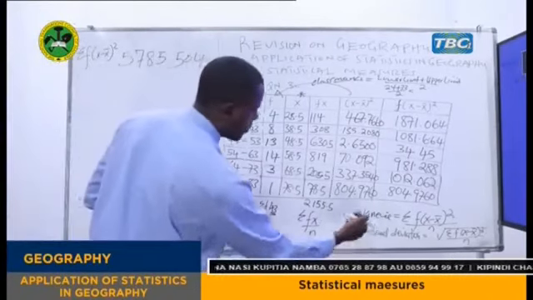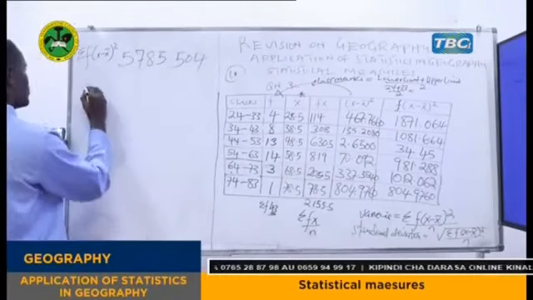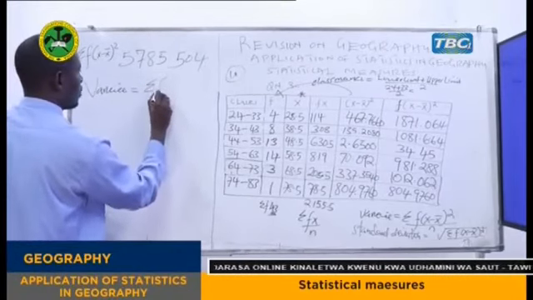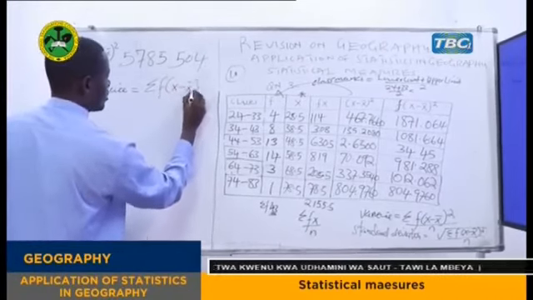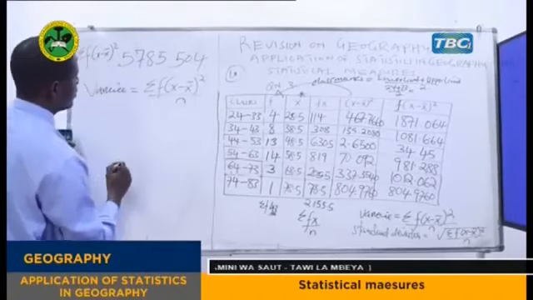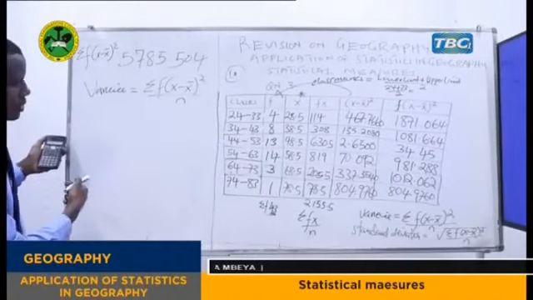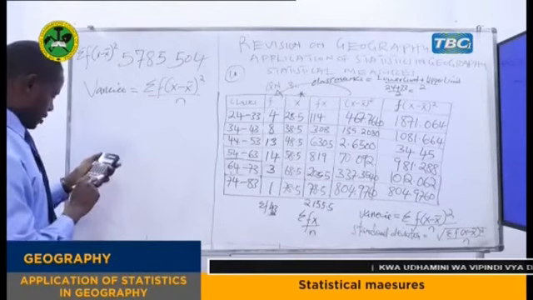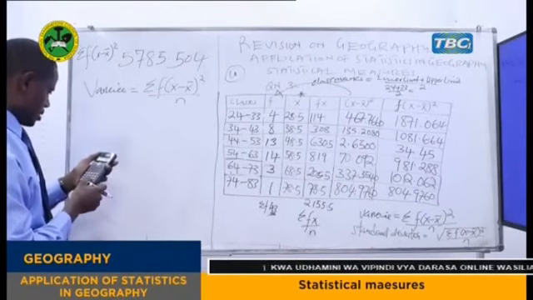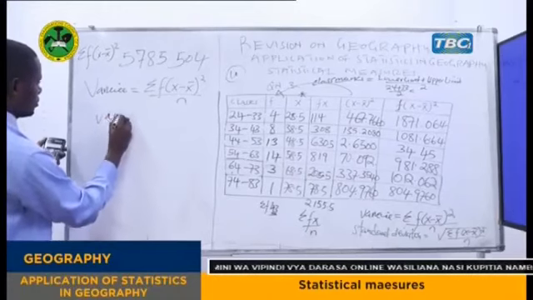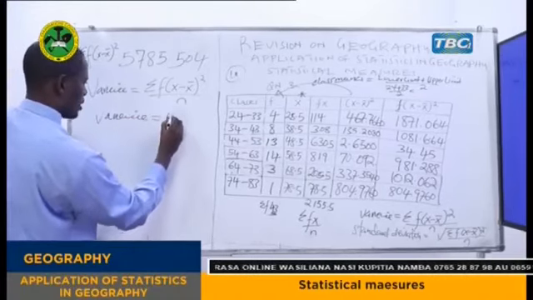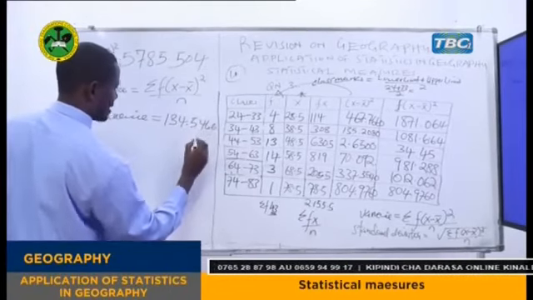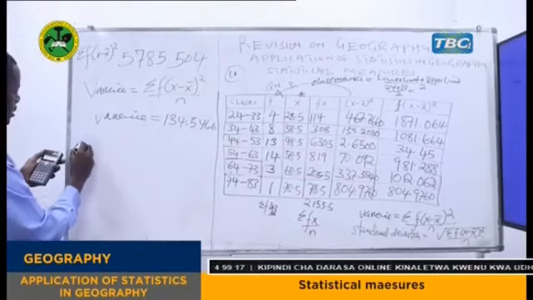When you turn back to the formula on how to compute the variance, we said the variance is equal to the summation of f(x minus x bar) squared, then you divide by n. For that case, we'll take that number, then we divide by n. n is 43. So the variance is equal to 134.5466. That's the variance.